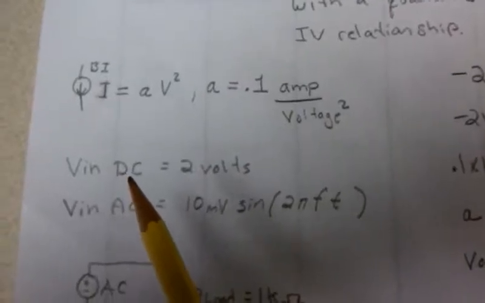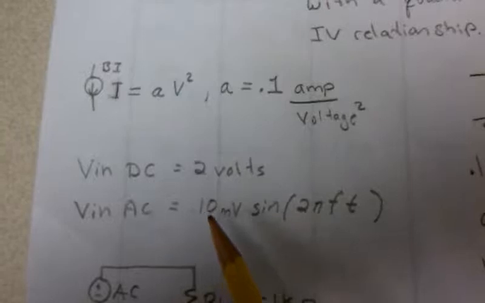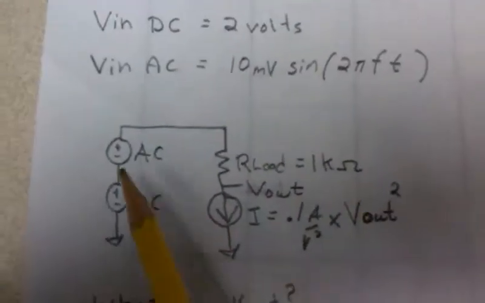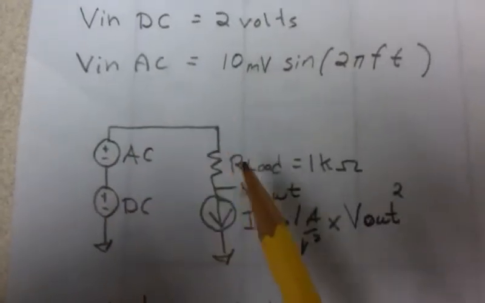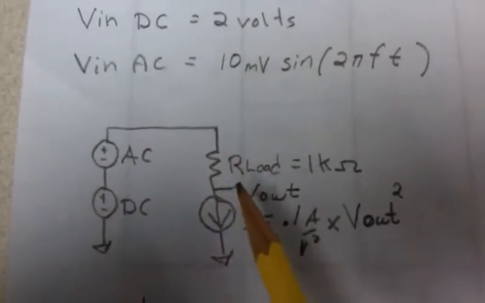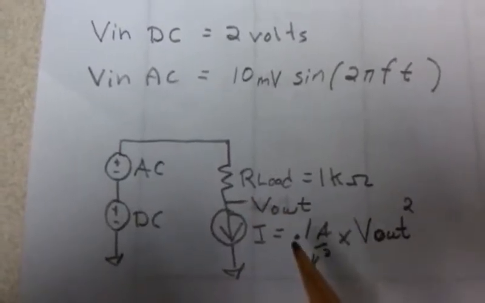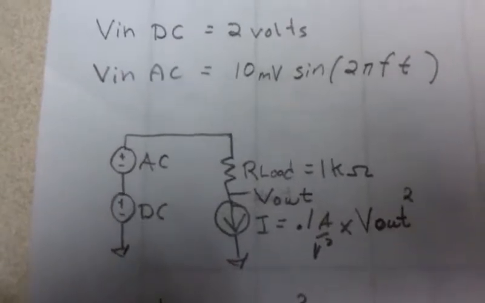Our input DC voltage will be 2 volts, and our AC input voltage will be 10 millivolts times a sine wave. And this would be the complete circuit. You would add the AC and the DC sources together, go through the R load. This would be V out, where the current would be given as 0.1 amps per V squared times V out squared.